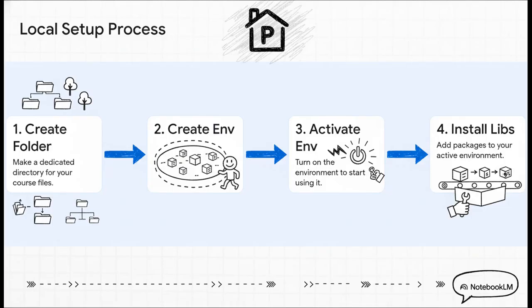The local setup really just breaks down into four simple stages. First, we'll make a folder, a little home for our project. Second, we create that virtual sandbox right inside it. Third, we have to activate it, which is kind of like flipping the on switch. And finally, once we're inside that active environment, we install all our libraries. So let's see what the commands look like.